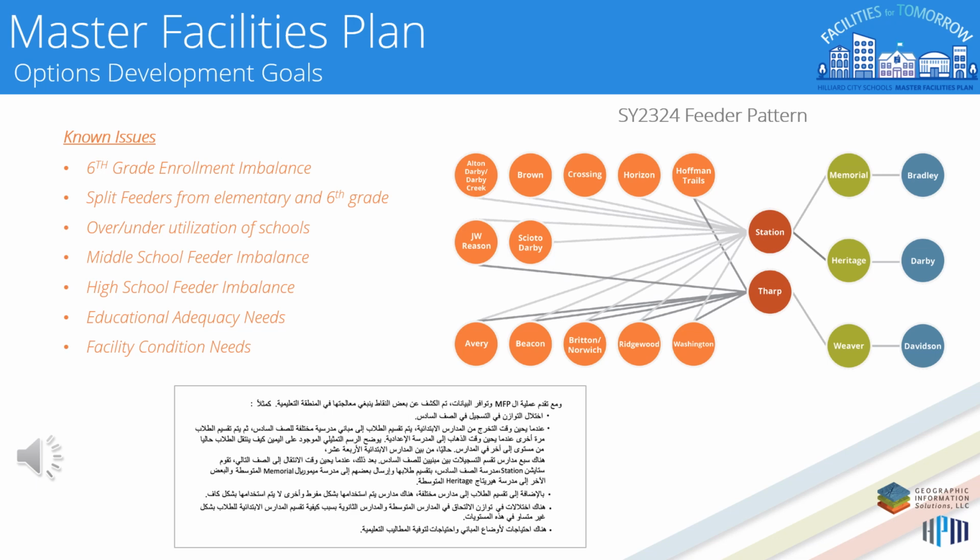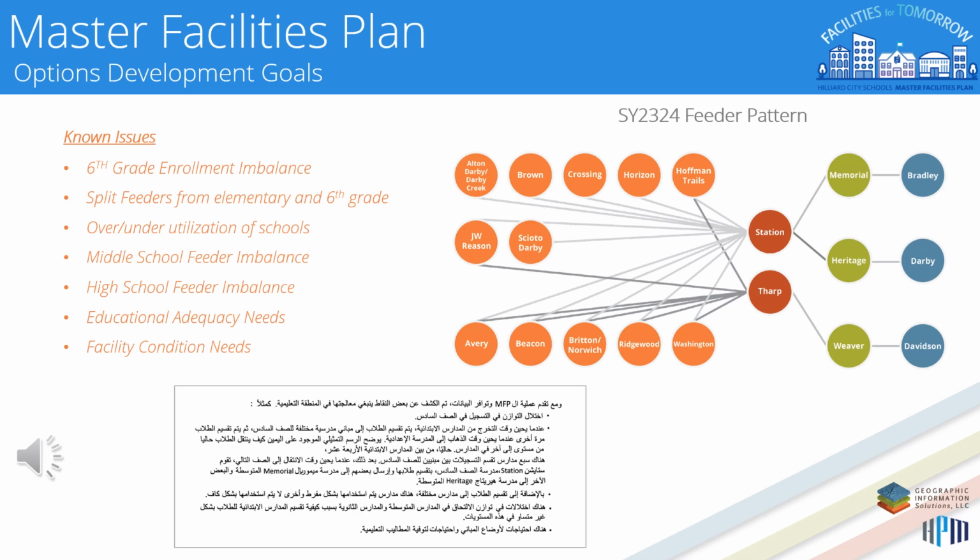As the MFP process progressed and data became available, specific aspects of the district's characteristics were revealed as issues that should be addressed, such as an enrollment imbalance at 6th grade, and split feeders from elementary to 6th grade and middle school. The diagram to the right illustrates how schools presently feed from one level to the next. Currently, 7 of the 14, or half of all elementary schools, split their enrollments into both 6th grade centers. Station 6th grade then splits to both Memorial and Heritage middle schools.